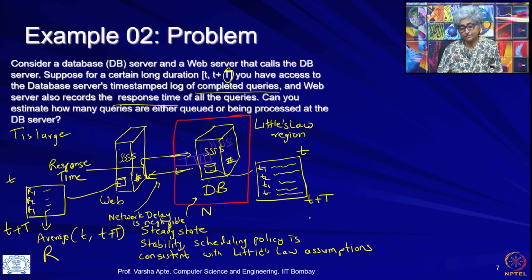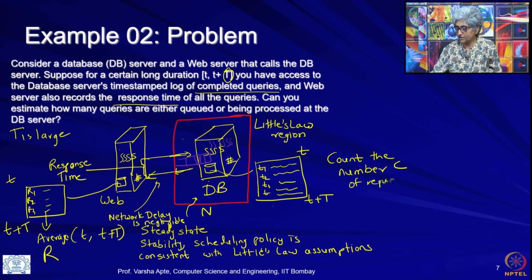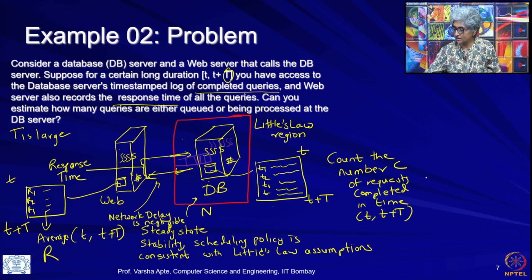Now what do we have here? If the database server is writing a timestamped entry of all the completed requests, that means we can count the number C of requests completed in time t plus capital T, right, and if this is C, then we know that throughput is nothing but C by T.